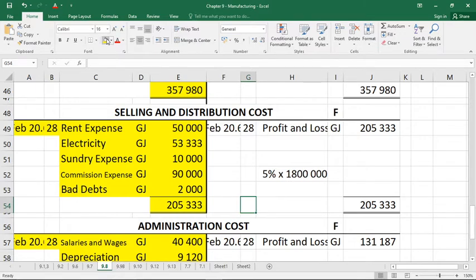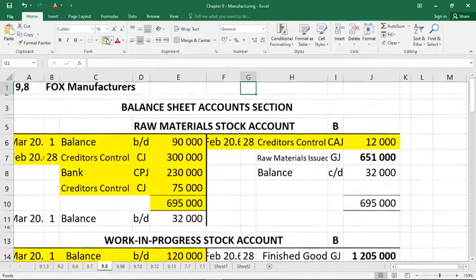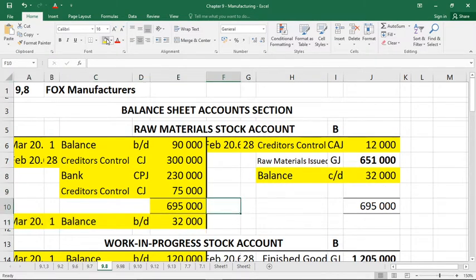Lastly, we're talking about now our closing balances at the end of the year. So raw material stock is 32,000. I can go back to my stock account at the top. If I've ended my year with a balance of 32,000, I can carry it down there and bring it down on the debit side. What does that mean? Our debit side totals 695. I can put it on the credit side.